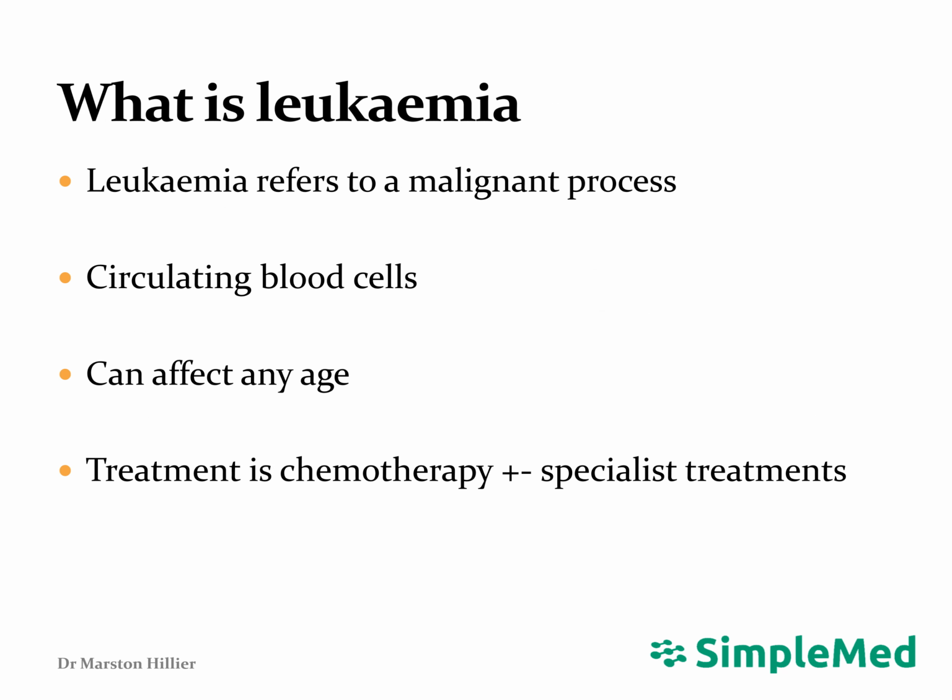Firstly, it's helpful to understand what is leukemia. Leukemia refers to a malignant process affecting circulating blood cells. Specifically, it is of circulating white blood cells. Now, leukemias are unusual in terms of cancers in that they can affect any age. In this short video, we will explore the different kinds of leukemias. However, what we won't cover in depth is their treatment.